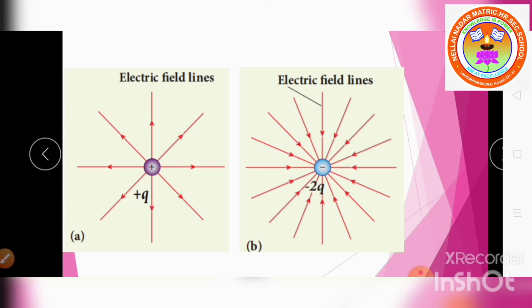How many lines are emanating depends upon the magnitude of the charge. Here 8 lines, so we take it as Q. Here it is a positive charge, so plus Q. Here 16 lines, which we compare as 2Q. Here it is a negative charge, so we consider it minus 2Q. Understand, children?